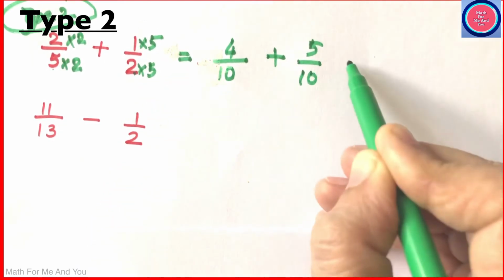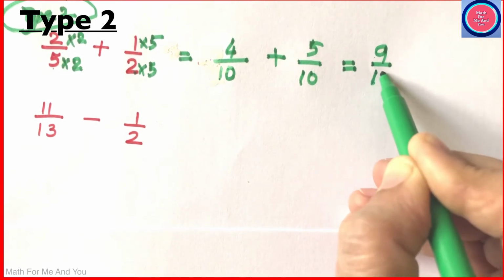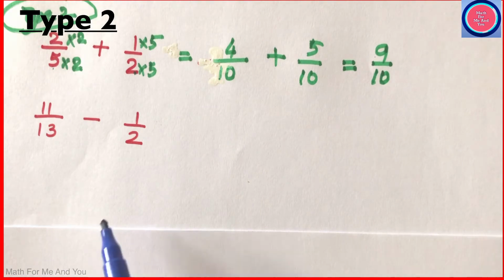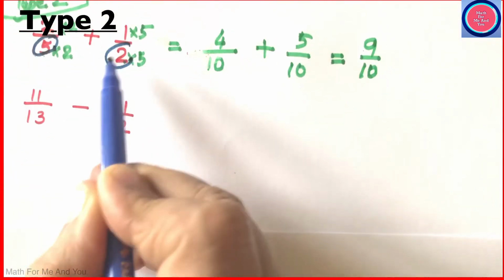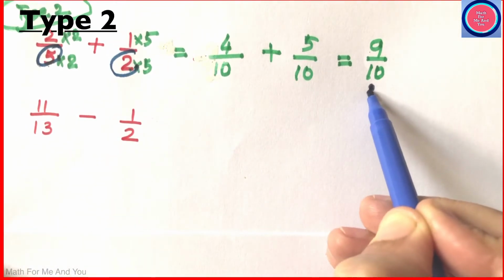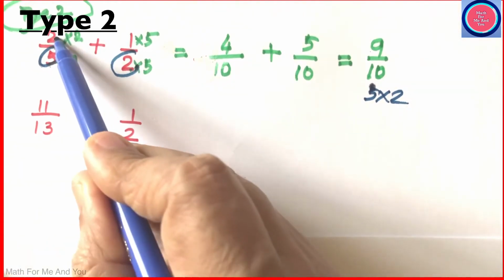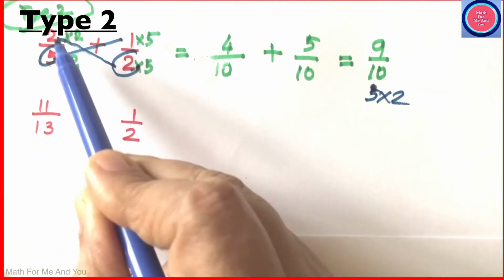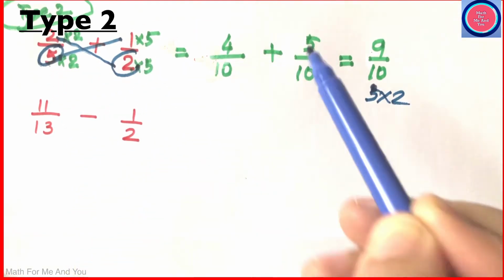5 over 10. Now these fractions become like fractions. So it's easy to add them. 4 plus 5, 9 as the numerator, 10 denominator. I'll tell you one thing. The denominators in the question are 5 and 2. See the answer, the denominator 10. How do we get it? 5 times 2. Now the numerators. To get the numerators we cross multiply. 2 times 2, 4 and 5 times 1, 5.